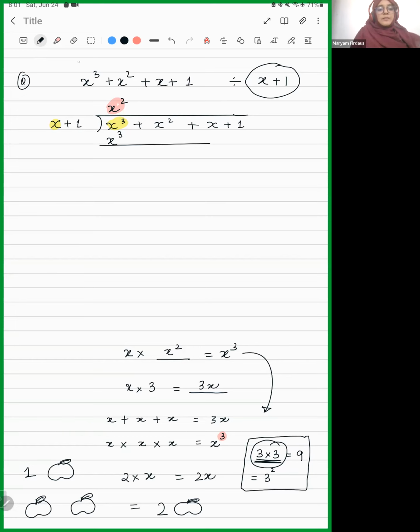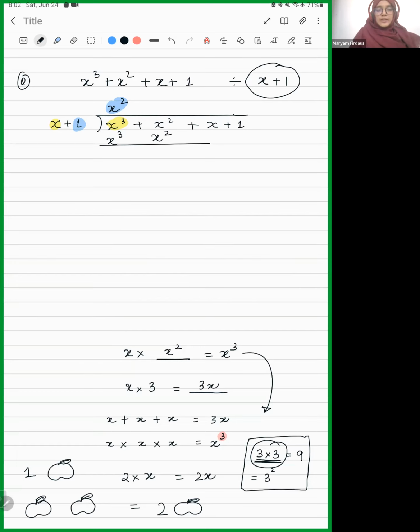So what will we do? We will multiply the one with our x square. What is one multiplied by x square? It's x square. Yes. So 1 multiplied by x square is x square.